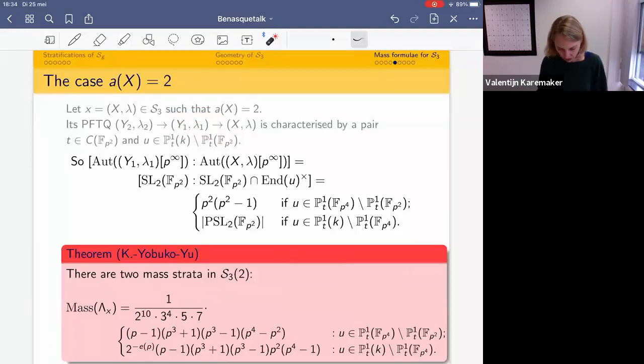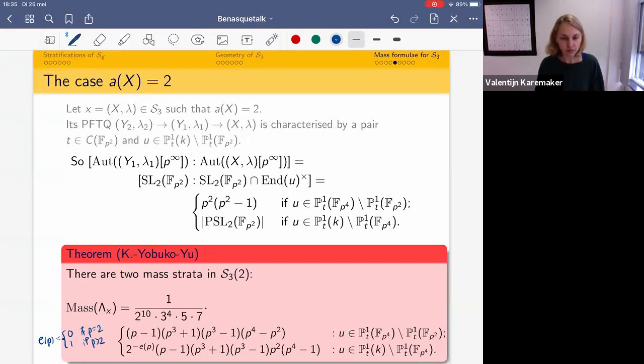There are 2 mass strata on a number 2. I hope for me, it's falling off the page a little bit, but in any case, there's still the same case distinction that we had before over here. And the precise expressions are here, where I should add that E of P is not very complicated. It's either 0 or 1. It's 0 if P is 2, and 1 if P is greater than 2.